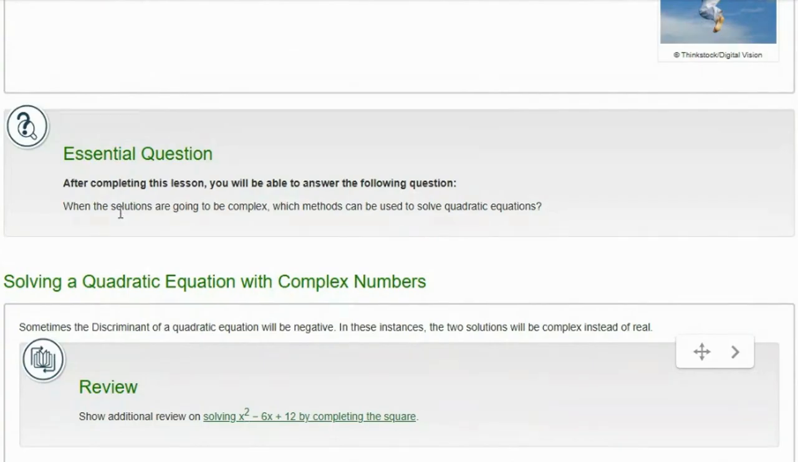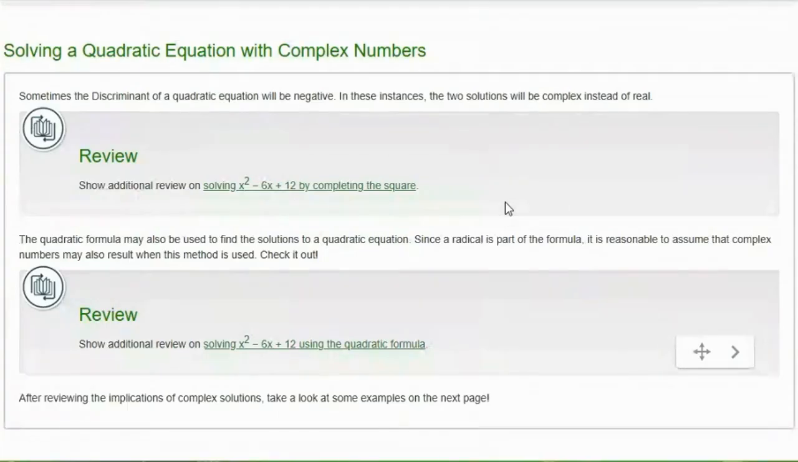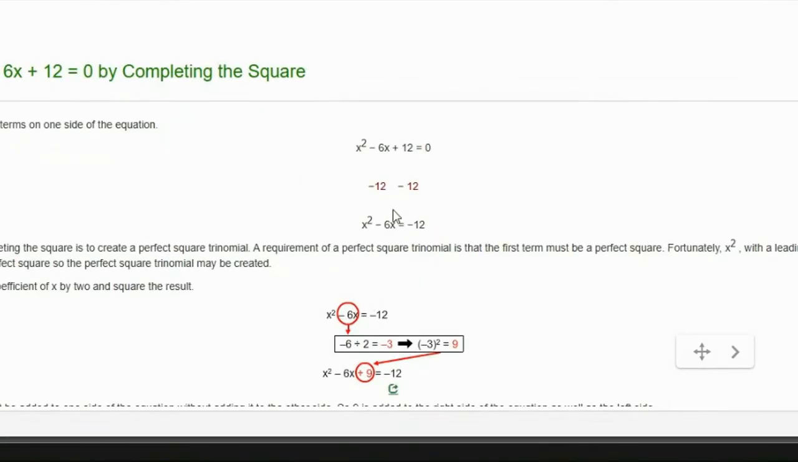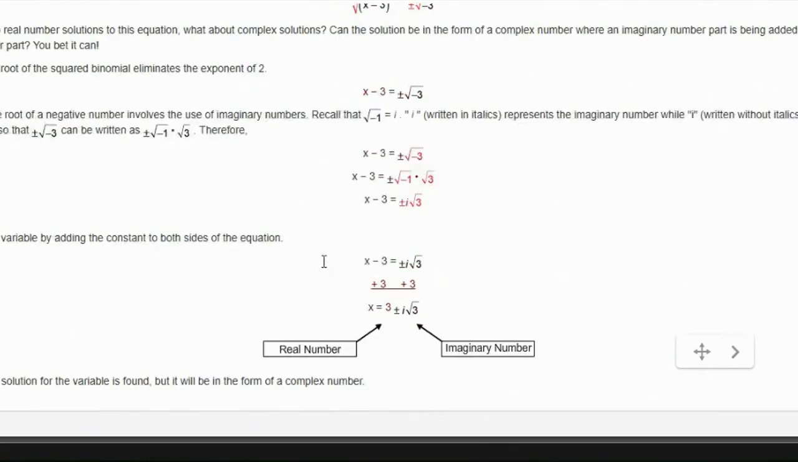So when solutions are going to be complex, which methods can be used? Sometimes the discriminant will be negative, which means the solutions are imaginary, complex. So here's one completing the square, a review. We're not going to take the time for the reviews here, but you can go through this. It goes through how we complete the square, just to remind you. And we ended up with this, an imaginary solution.